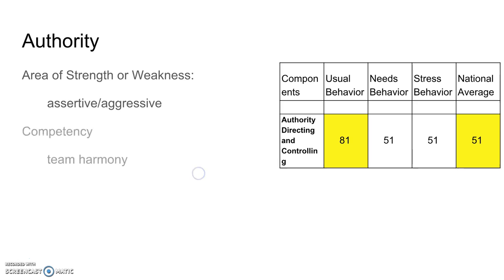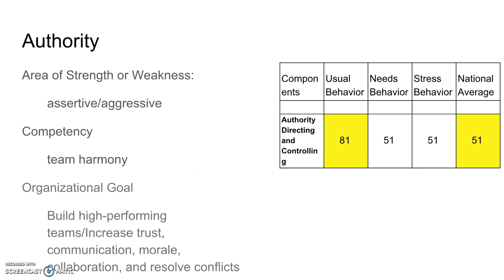It relates to the competency of team harmony, which at this level should work to ensure open and honest communication with internal team members. And that relates to the organizational goal of building high-performance teams, increasing trust, communication, morale, collaboration, and resolving conflicts. The concern is that being more aggressive or assertive can be off-putting to team members and may cause them to withdraw and not be as honest or open.